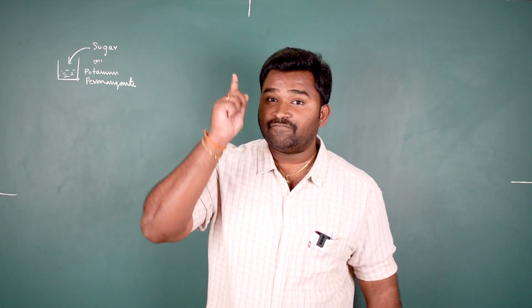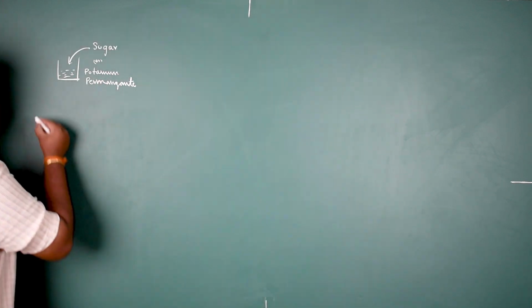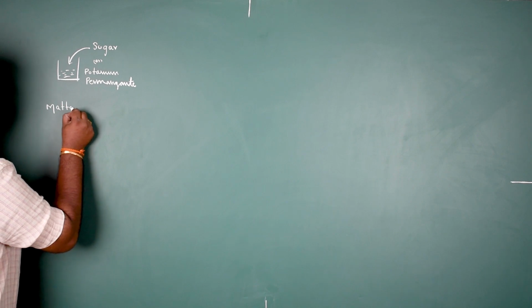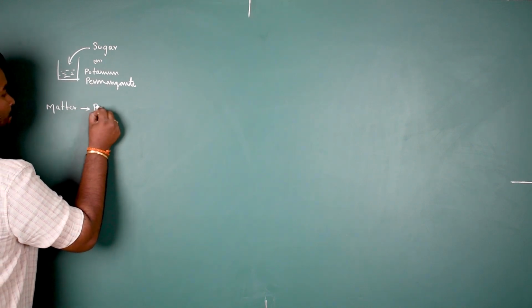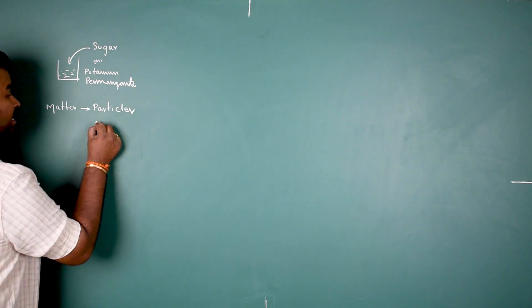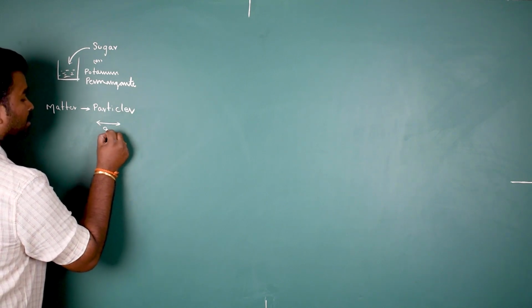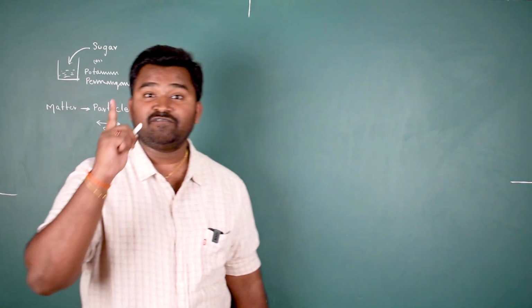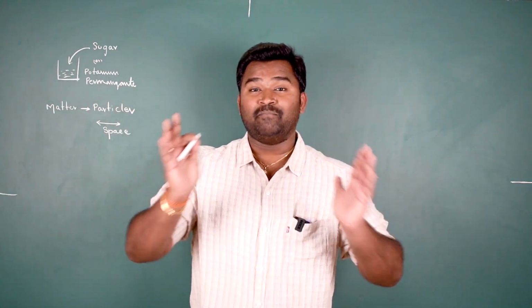So this is the first conclusion. What is the first conclusion? Matter has particles, and in between the particles there is something, that is space. This is the first characteristic of matter.